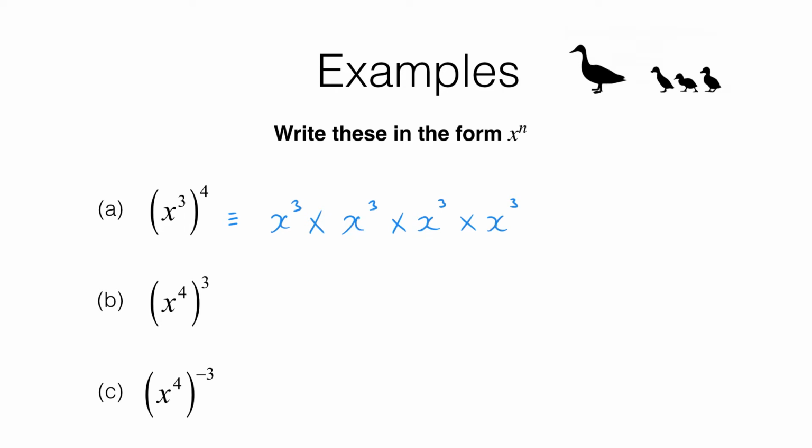When you multiply powers with the same base, you can simply add the indices. So I've got 3 plus 3 plus 3 plus 3, which works out to be 12. So what I've got here is x to the power of 12.